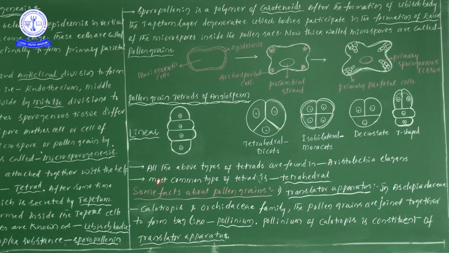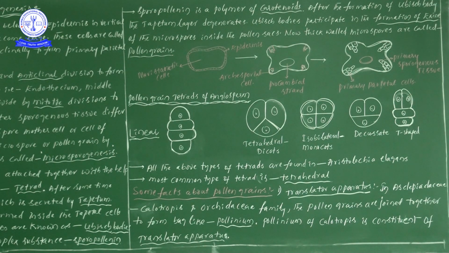But the most common type of tetrad is tetrahedral. So in monocotyledons and dicotyledons, what type are we observing? Such a particular type only is the most common type. The most common type is the tetrahedral arrangement of pollen grains.